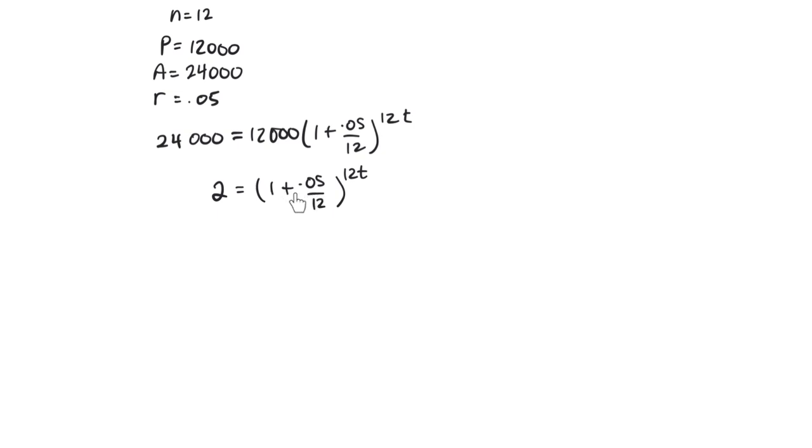So if we combine this, 1 plus 0.05 divided by 12, if we combine that and add that fraction to 1, it comes out to be 1.004166.